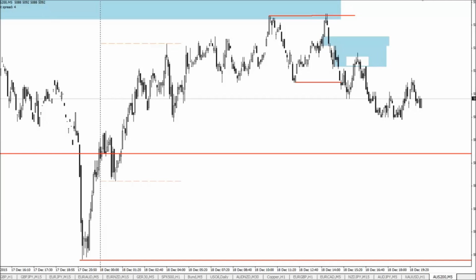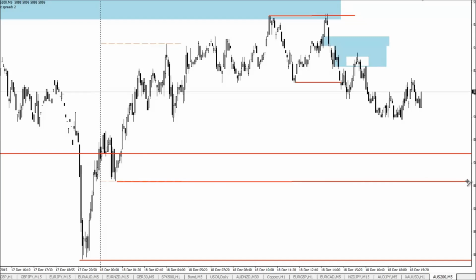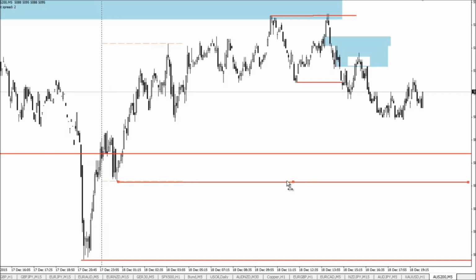So this low still hasn't been taken here. And by the looks of it, I don't think it's going to be. I've closed my position out anyway. I tweeted it, and I'm going to enter next week. So this is something I want to keep in mind.